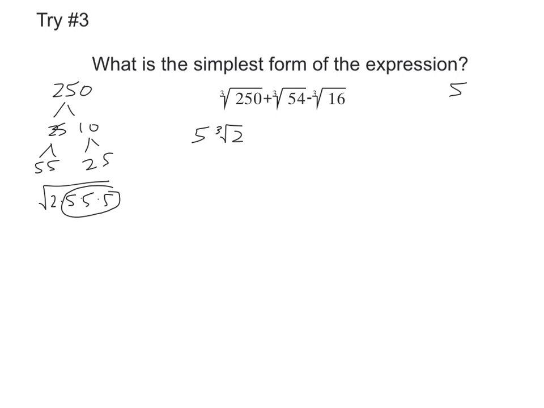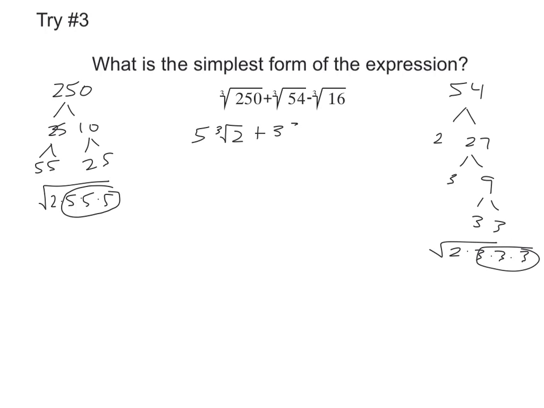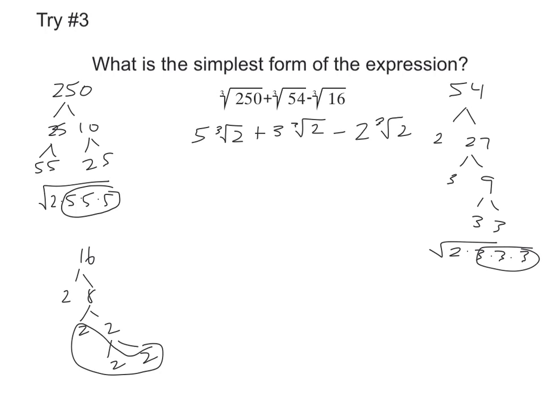All right, 54 is 2 and 27. 27 is 3 and 9, and 9 is 3 and 3. So it's 2, 3, 3, 3, which is plus 3 cube root of 2. And then finally 16 is 2 and 8, and then 2 and 4, and then 2 and 2. So this would be minus 2 cube root of 2.